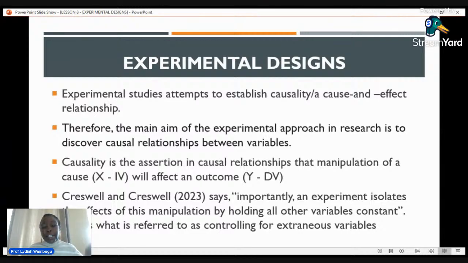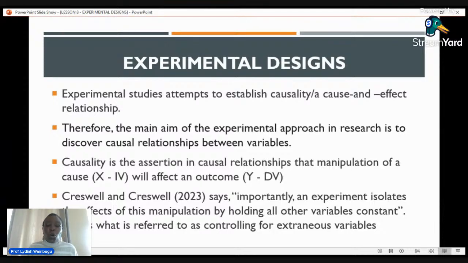And how would you say that X causes Y? It is by manipulating X, and in this case, X is the independent variable, to see the effect it will have on Y, which is the dependent variable. And that is why Creswell and Creswell 2023 says, importantly, an experiment isolates the effects of this manipulation by holding all other variables constant. So you are eliminating all the other variables that can confound that experiment.